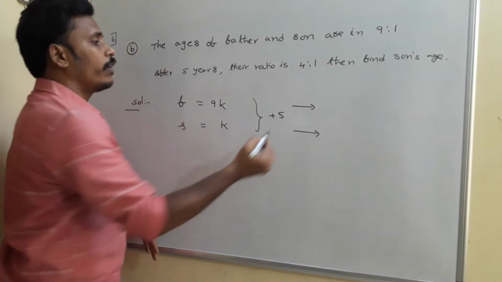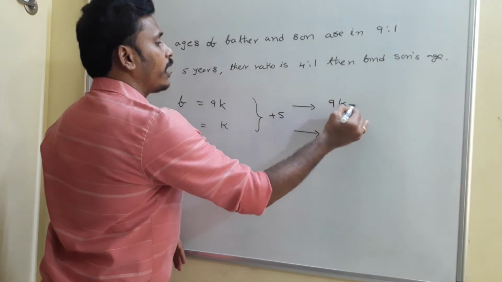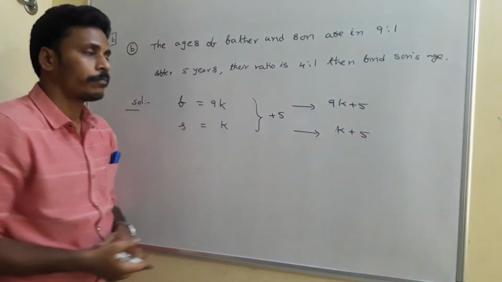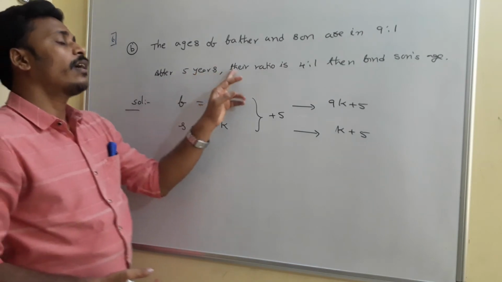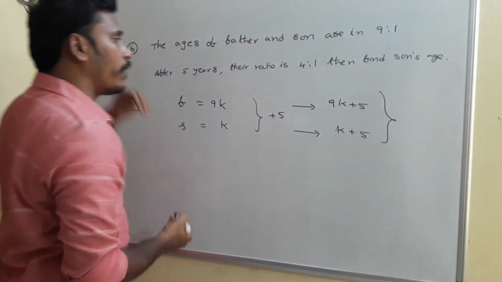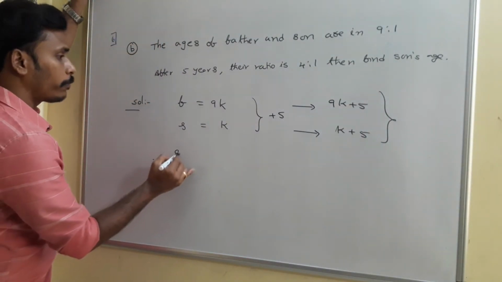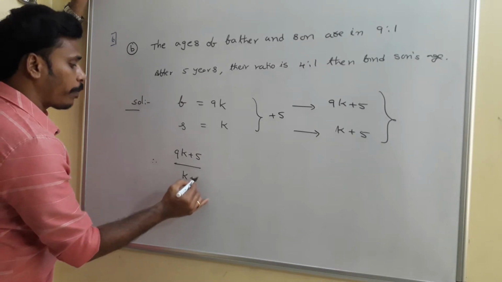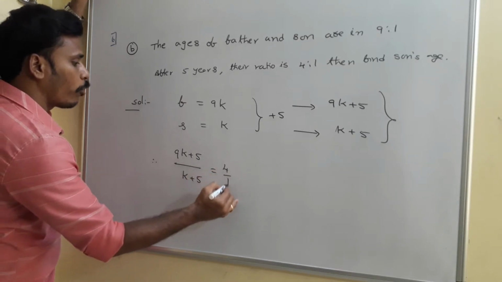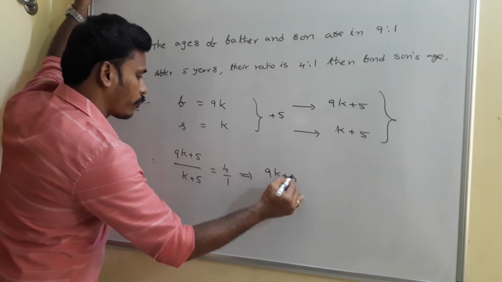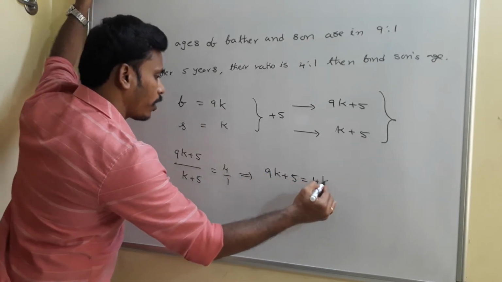So after 5 years the father's age is 9k plus 5, whereas son's age is again k plus 5. And after that 5 years their ratio is 4 is to 1. That means the ratio between these two numbers is given as 4 is to 1. So therefore 9k plus 5 divided by k plus 5 is equals to 4 by 1. And then you just do cross multiplication. 9k plus 5 is equals to 4k plus 20.